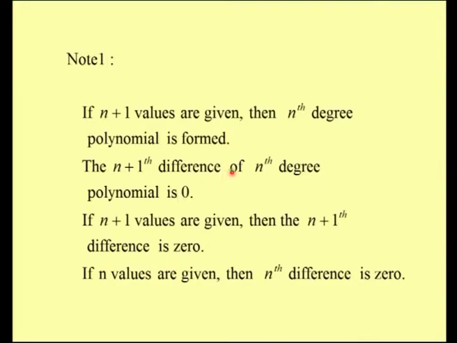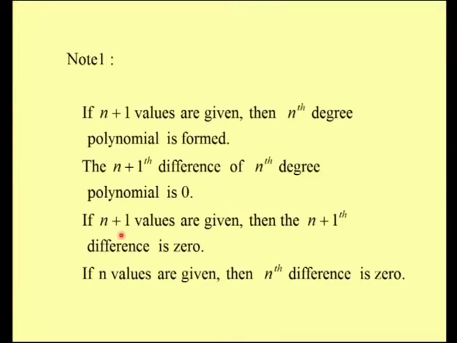For example, the first difference of an nth degree polynomial is of degree n minus 1. So, the second difference will be a polynomial of degree n minus 2. So, like that it is getting reduced. So, the n plus 1th difference of an nth degree polynomial is 0. So, if n plus 1 values are given, then the n plus 1th difference will be 0.